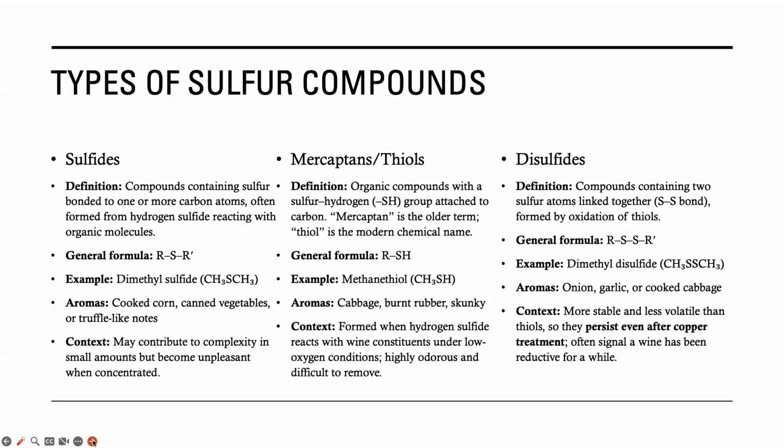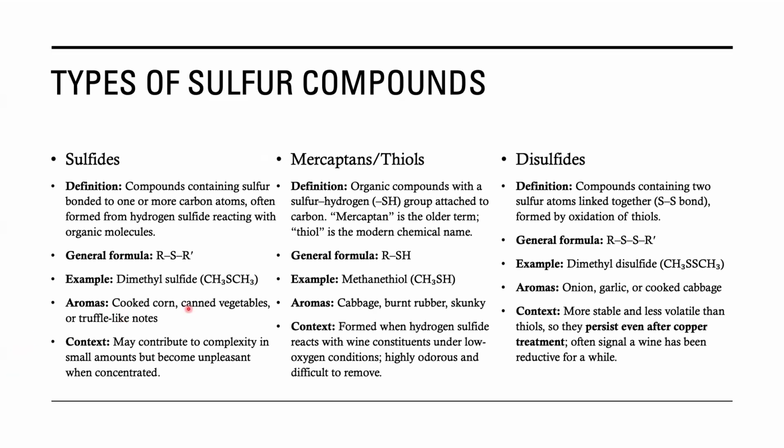Okay, so different types of sulfur compounds. I mentioned a couple of them. There's sulfides, there's mercaptans, there's disulfides. There's a lot of words on this slide. I do highly recommend you come back to the video later, hit pause, and look at this. These are the different types of sulfur compounds we get, and there are different kinds of aromas they give.